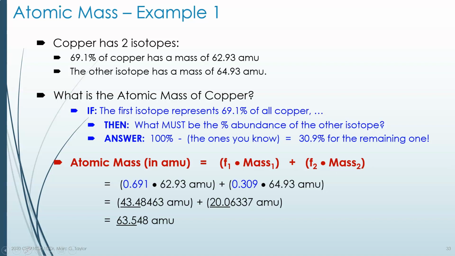And I'll tell you right now, we have to round this because look at our original numbers. 69.1% only has 3 sig figs. So we have to round this down to 3 sig figs. So 63.5 will be our answer that we'll give on a test. But I'm going to tell you, this is actually remarkably close to the known atomic mass, the known average mass of a copper atom of 63.546. So we were really, really close.